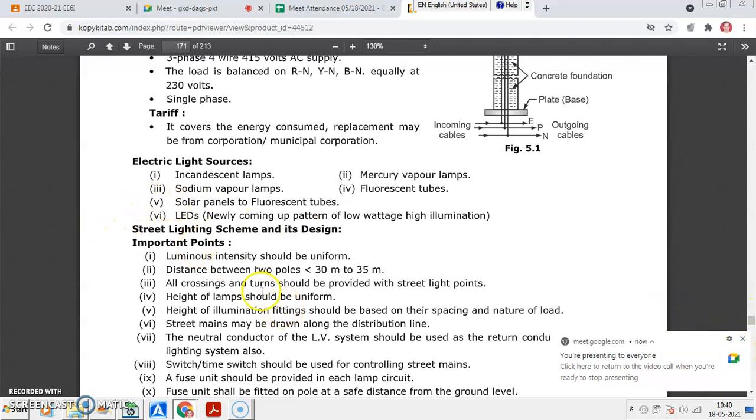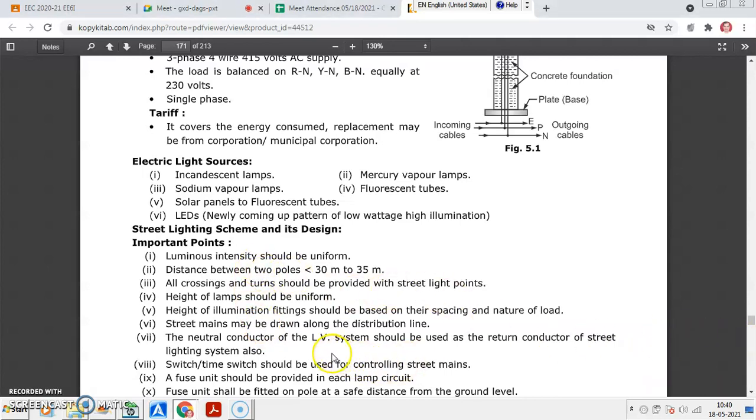So we are having these particular statements that are drawn along with the distribution line. If you have overhead, then you may have a neutral conductor. Neutral conductor, particularly for the LV system, should be provided as a return conductor to the lighting system also.